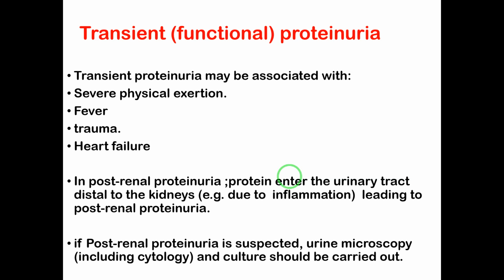Sometimes the protein doesn't originate from the blood. It originates from the urinary tract itself. For example, if we have infection or inflammation in the urinary tract, then there will be an excessive amount of protein from within the urinary tract, for example, from sloughing or from blood. This can be diagnosed by urine microscopy, where you can see signs of inflammation or infection, and also the urine sample must be cultured to find if there is any bacteria.